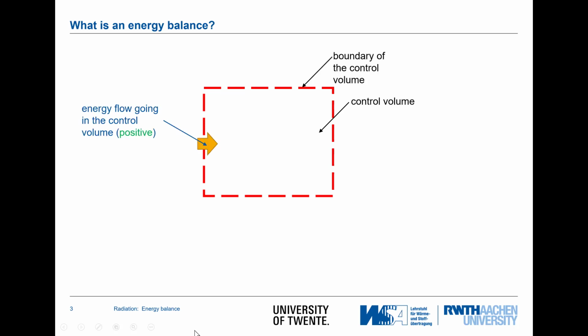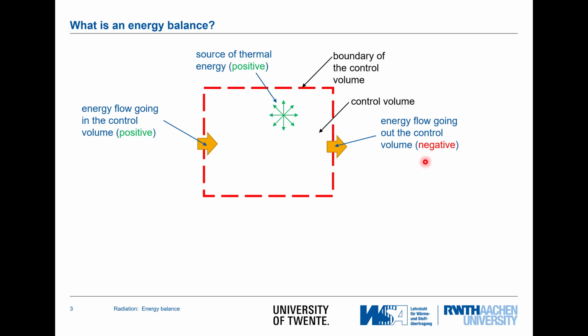I'll have energy flows that go into the control volume. These we count positive. We have energy flows that go out of the control volume. With these we count negative. We also have sources of thermal energy. We count these positive. We also may have a sink of thermal energy, which we count negative.